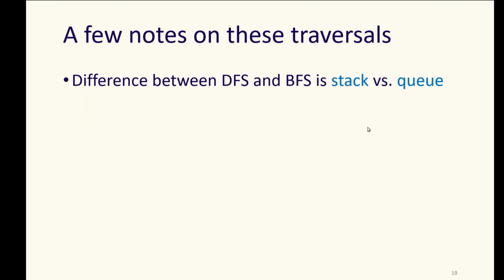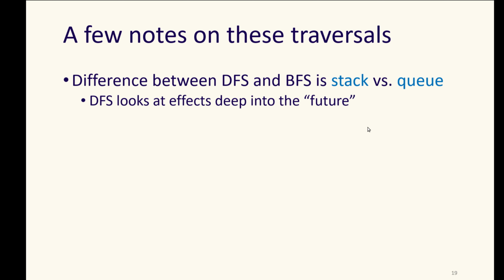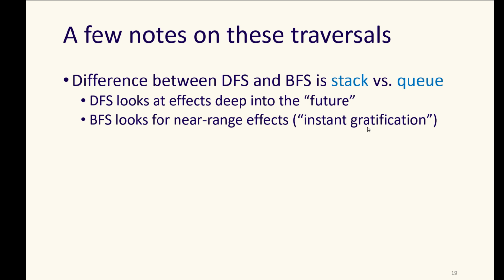The difference between depth first search and breadth first search, therefore, is this stack versus queue ordering. Depth first search looks at effects deep further out into the future. It says, okay, but what could happen next? What could happen next? What could happen next? Whereas breadth first search looks for things that are nearer to the current.